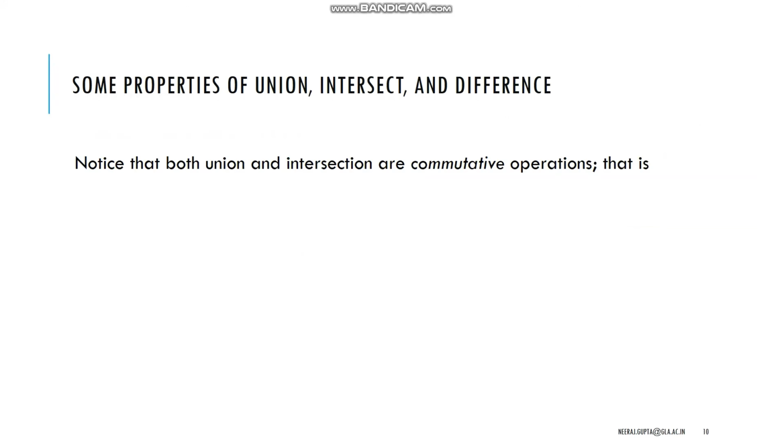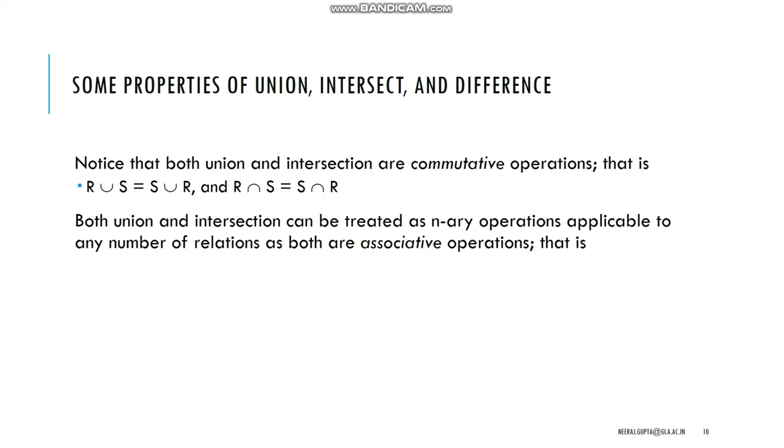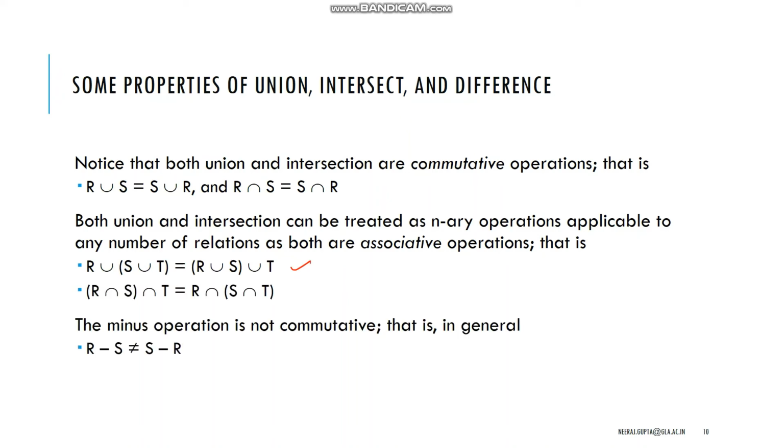Okay. So the properties of union, intersection and set difference: union and intersection are commutative and associative also. But in the case of minus, this is not commutative.